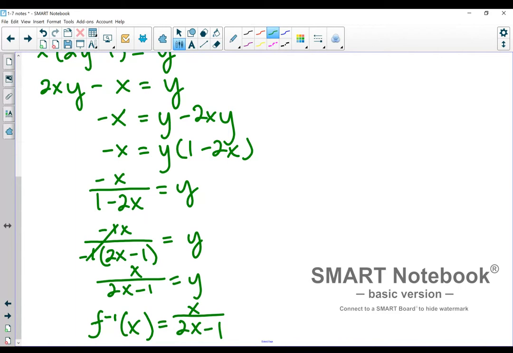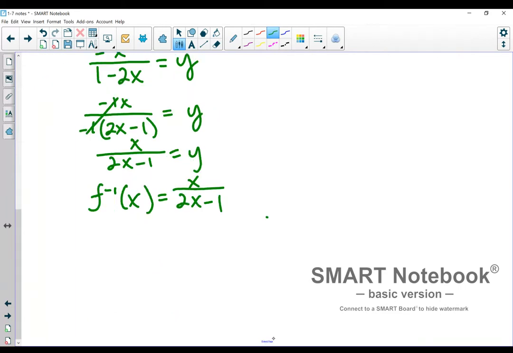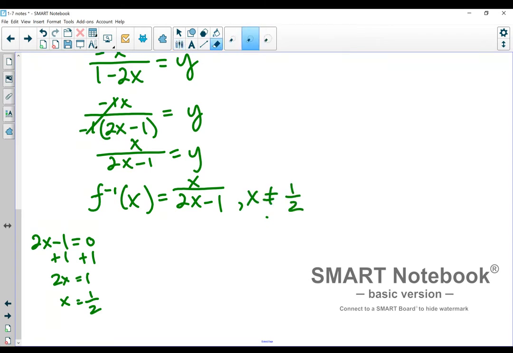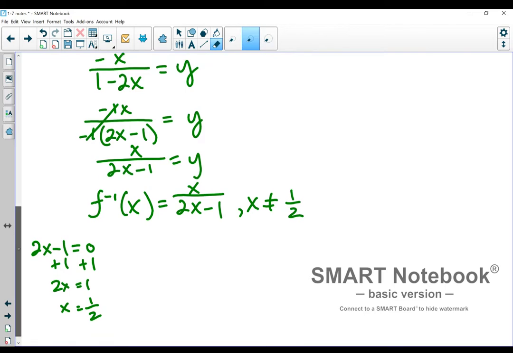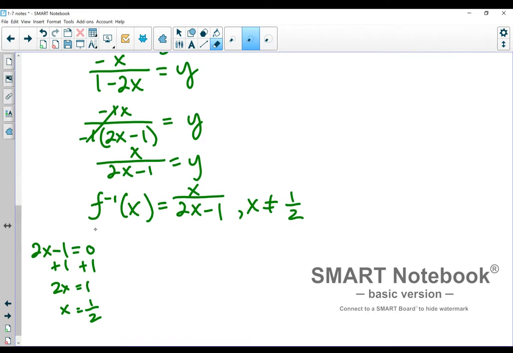The other thing I need to do here is worry about restrictions on the domain. And so remember, for restrictions, if I have a fraction, my denominator can't equal 0. So I'm going to write equal to 0 and solve. So that would mean that my x cannot equal 1/2. So they did not ask me to put this in interval notation or anything here, just to give restrictions on the domain. So here's my inverse, but x can't be 1/2.